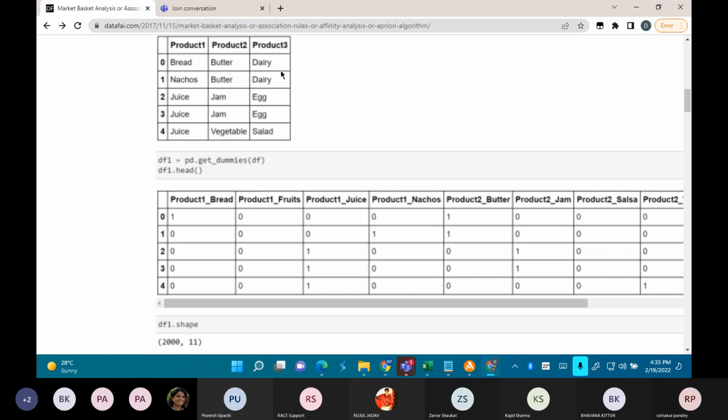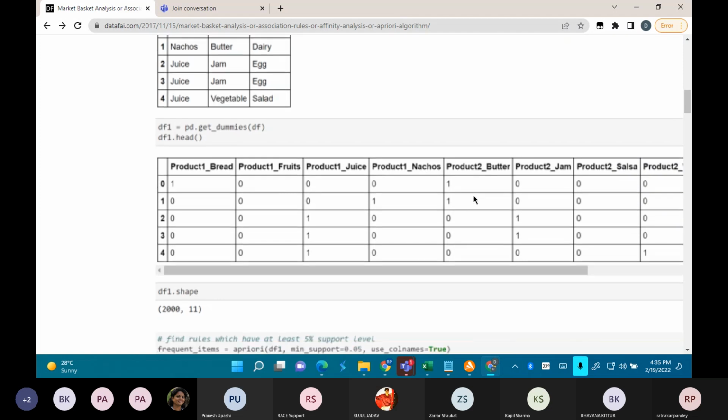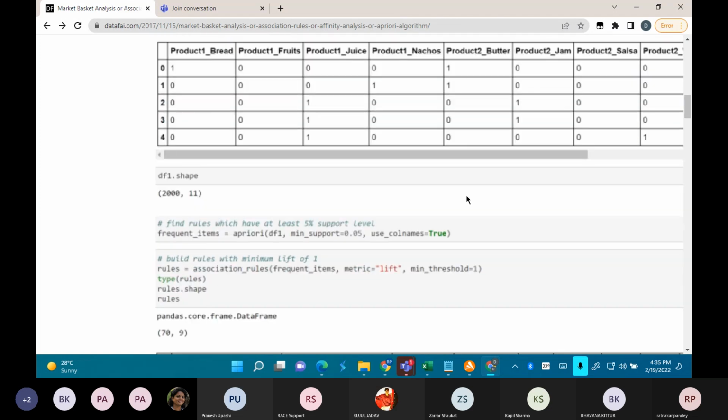Okay, so what it does is it will look into product one and look at how many levels we have. For each of the levels, it will go horizontal. Like product one bread, 1 0, product one fruits, 1 0, showing whether this particular transaction had the bread or not. In this case, bread was there, so 1 is marked. But there was no fruit, so fruit is 0, juice is 0, nachos is 0. So these are the 4 different products that we have: bread, fruits, juice, nachos. Similarly, it will go on to this one. So you can see that I have reformatted the data.